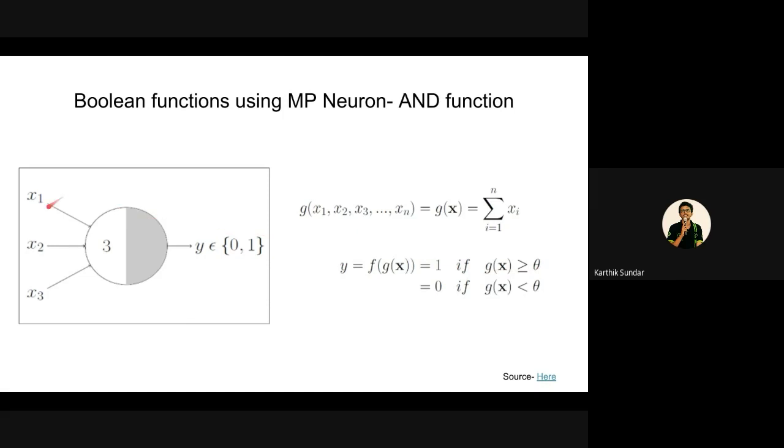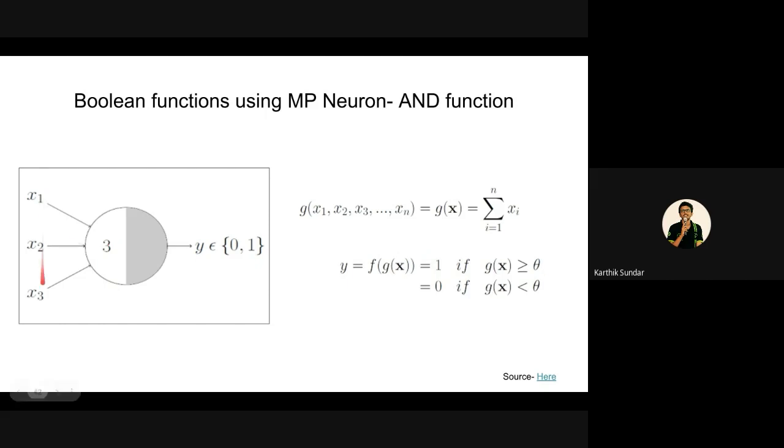Let's say x1, x2 and x3 are 1, 1, 1. What does g of x do? It adds all the inputs. So g of x is going to return x1 plus x2 plus x3. In this case, it will be 1 plus 1 plus 1, which is 3. So if g of x is greater than or equal to theta, then it should give 1. So theta can be set as 3 for an AND function.